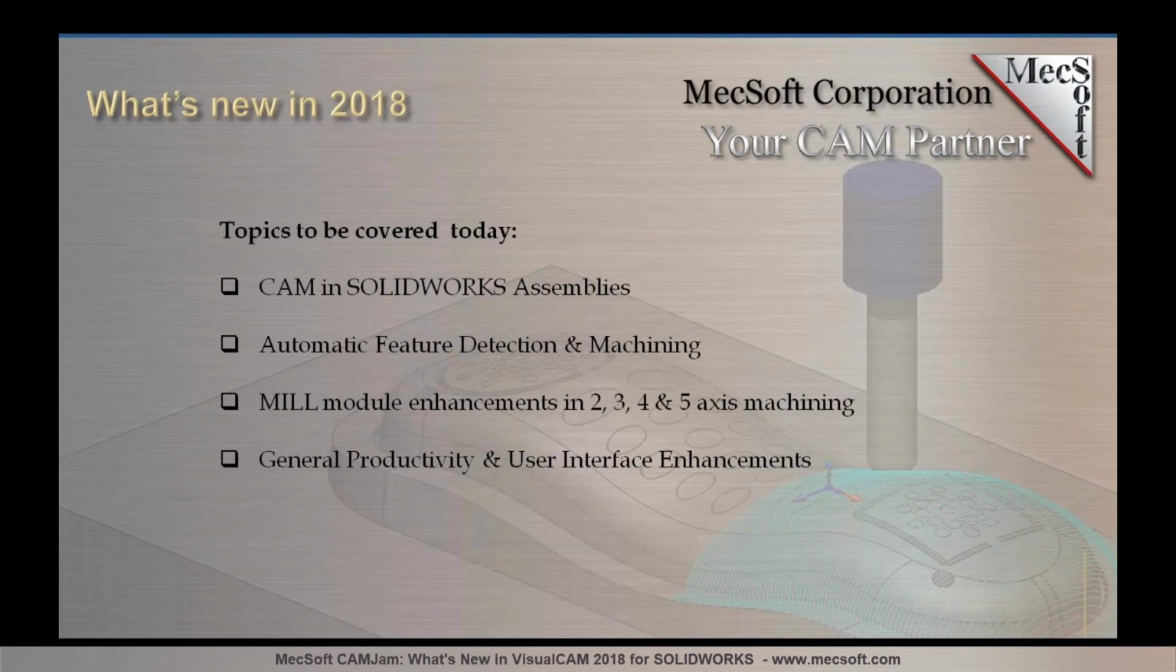And then we'll also be showing all the mill module enhancements, starting from our 2-axis and all the way up to our 5-axis machining functions. And then also, finally, general productivity and user interface enhancements that we have added in 2018, including changes in the toolpath editor, UI, and quite a few things. So without any further ado, I'll let Uday take over and start the demo.